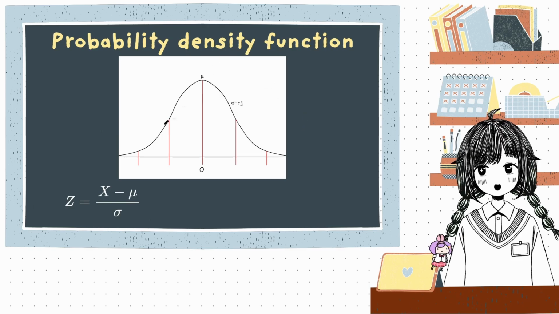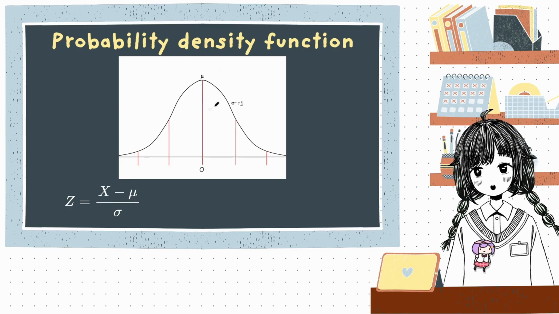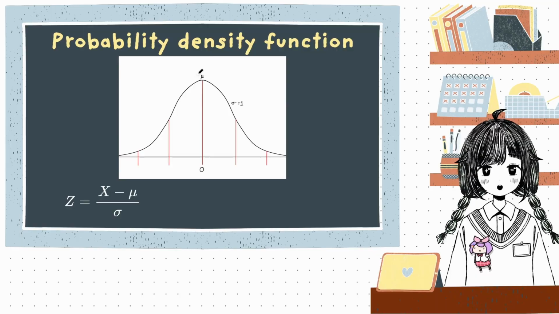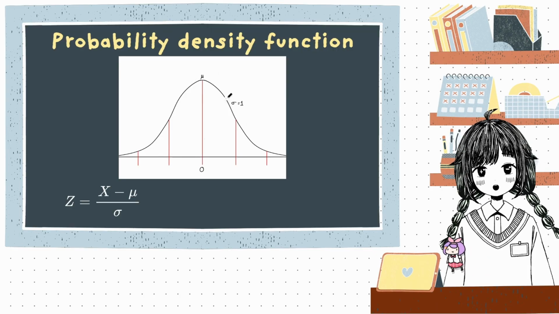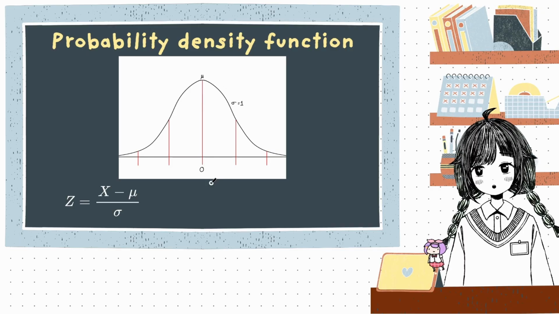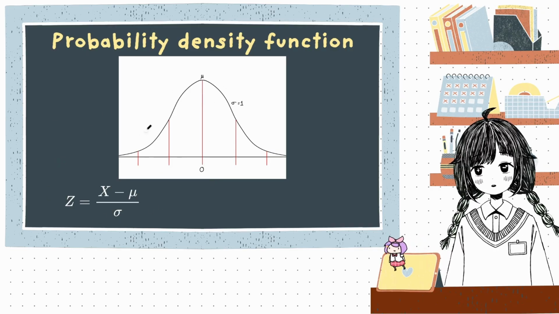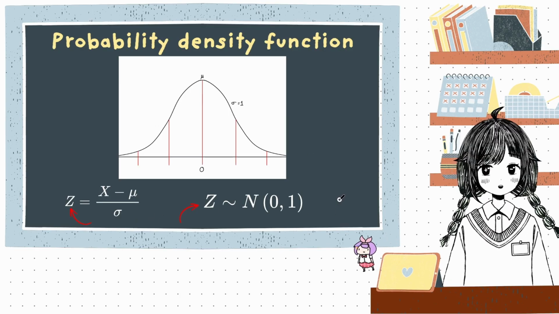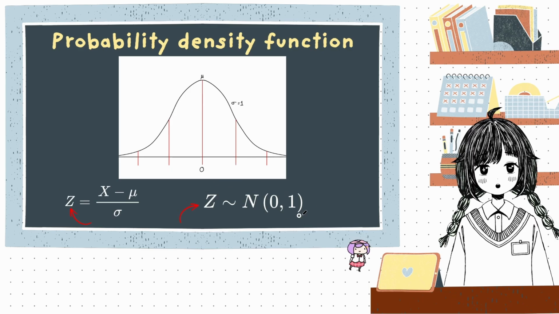We convert any normal distribution into what we call a standard normal distribution. This standard normal distribution is a special normal distribution that always has mean equal to 0 and variance or standard deviation equal to 1. Thus, the transformation is given by this formula, where z is the random variable for the standard normal distribution, denoted by z follows N(0, 1).